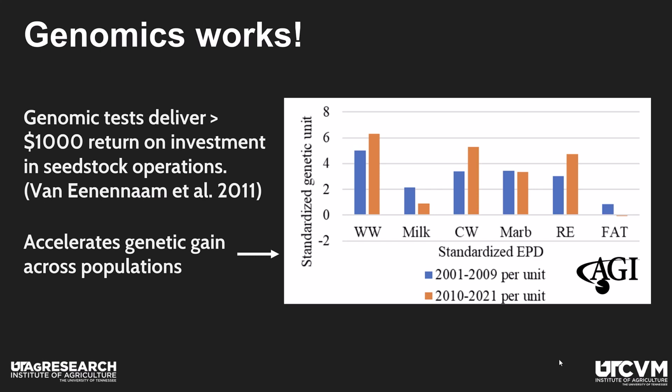Marbling is held steady as Angus was already exceptional in marbling. But for these other traits where genetic selection is heading in an upward direction, ribeye area and weaning weight and carcass weight, you see a significant difference in the rates of genetic change in each of those three traits after the arrival of genomics.